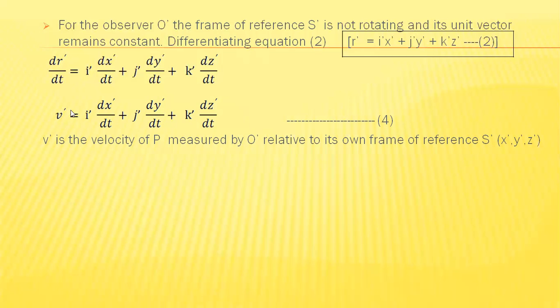Now, what is v dash here? v dash is the velocity of the particle measured by the observer O dash relative to its own frame of reference S dash.